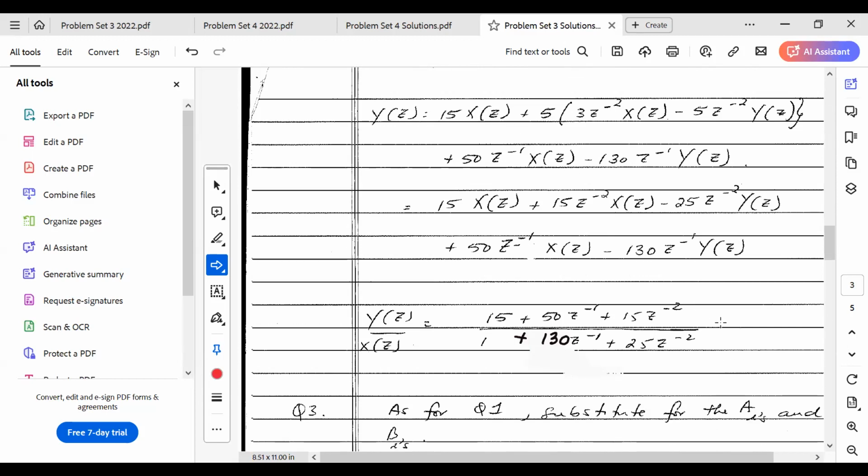I updated the solution, so you should have the newer solution online. The older solution had, I think, 80 here, and I had 130 below. It's supposed to be plus 130 here. Okay, I have updated this online so that you have the correct version there. All right. Any issue with this?